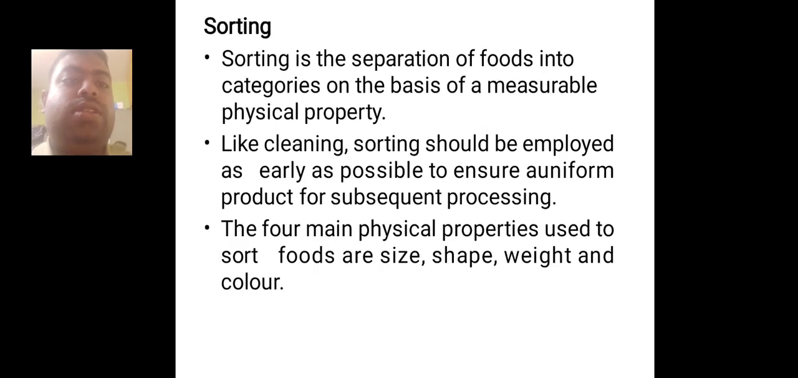Sorting. Sorting is the separation of food into categories on the basis of a measurable physical property. Like cleaning, sorting should be employed as early as possible to ensure a uniform product for subsequent processing. The four main physical properties used to sort foods are size, shape, weight, and color.